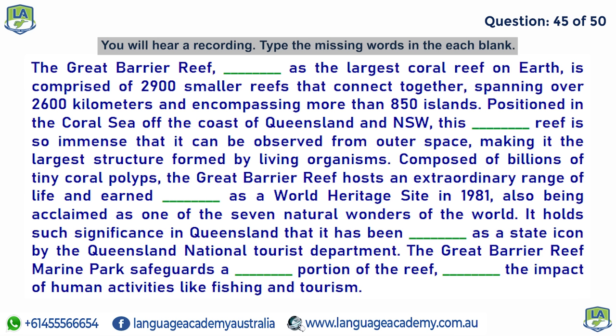Composed of billions of tiny coral polyps, the Great Barrier Reef hosts an extraordinary range of life and earned recognition as a World Heritage Site in 1981, also being acclaimed as one of the seven natural wonders of the world. It holds such significance in Queensland that it has been designated as a state icon by the Queensland National Tourist Department. The Great Barrier Reef Marine Park safeguards a substantial portion of the reef, curtailing the impact of human activities like fishing and tourism.